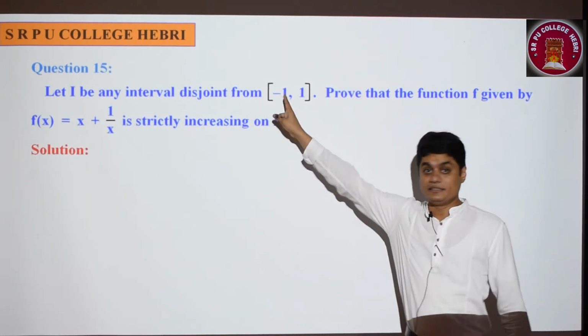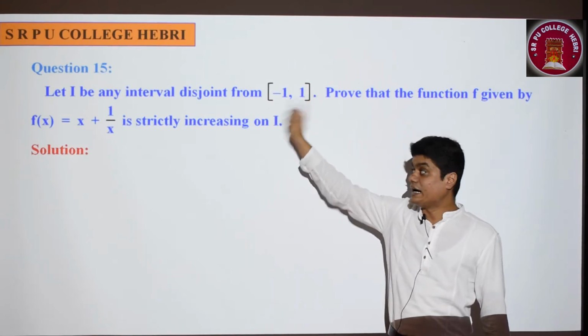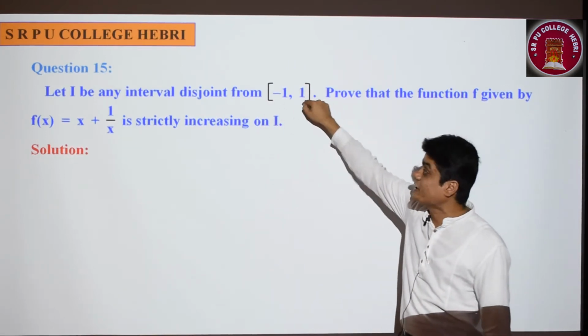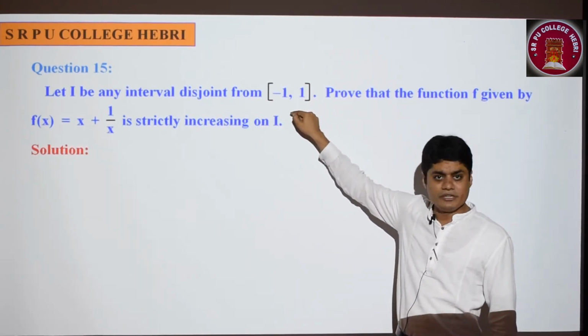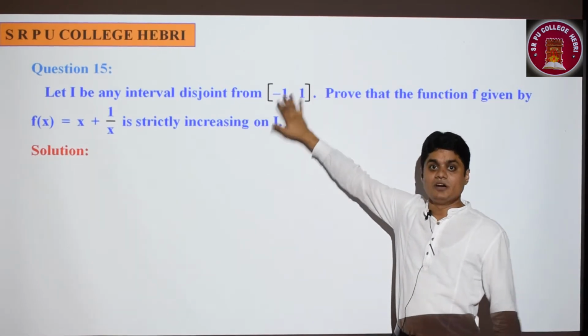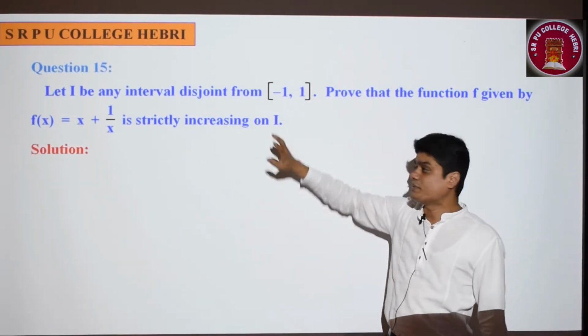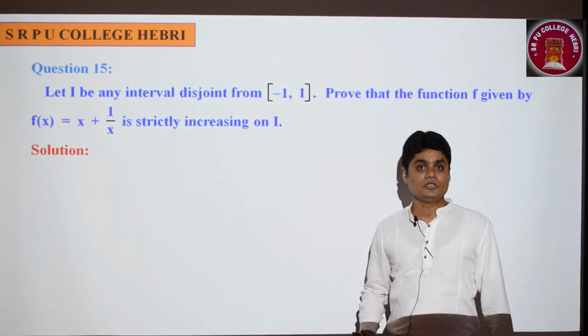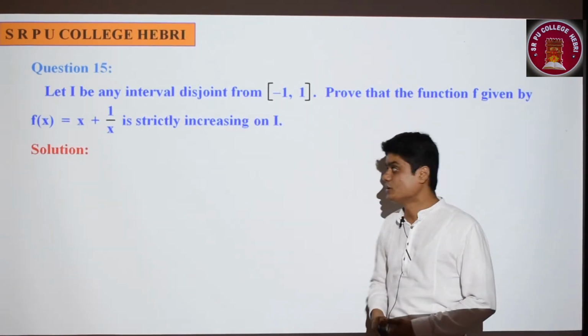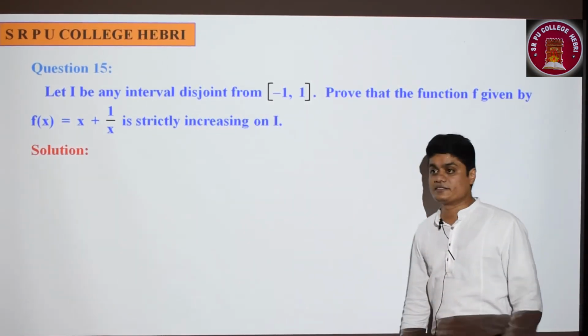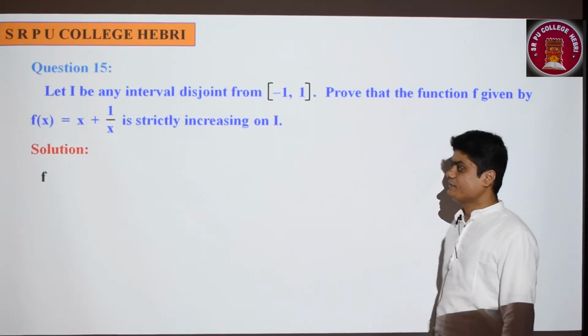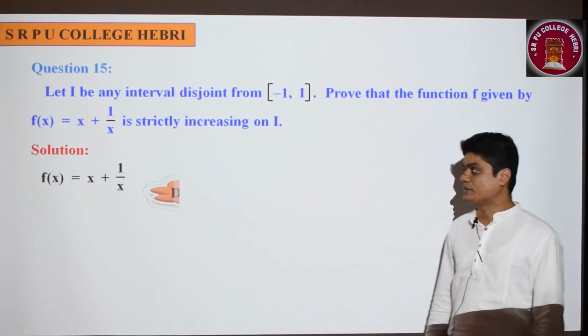This is not our interval. I is the interval which is disjoint from this interval. Disjoint, meaning you know, right? Except this, you have to consider all the remaining real numbers, but disjoint from minus 1 to 1. Understood? So f of x is strictly increasing on I. Consider a function f of x which is equal to x plus 1 by x.